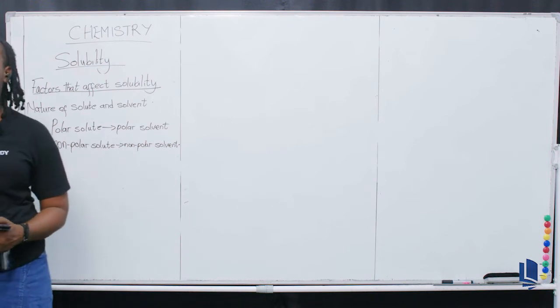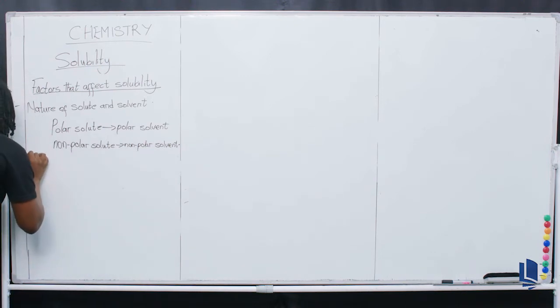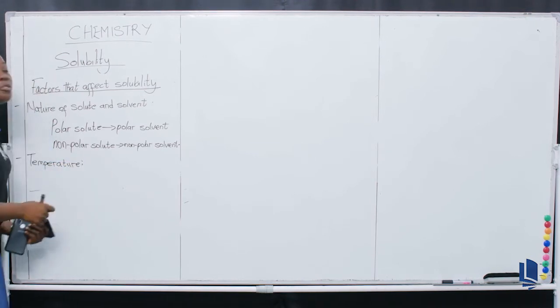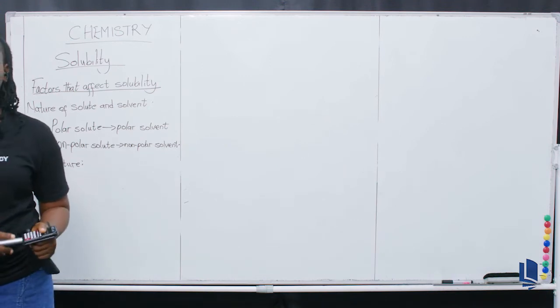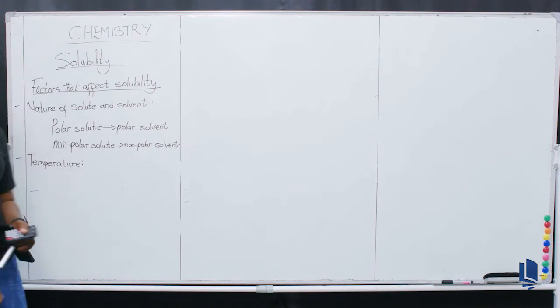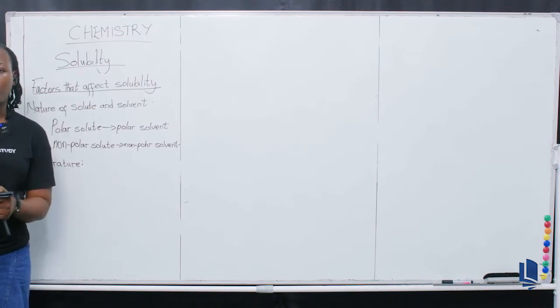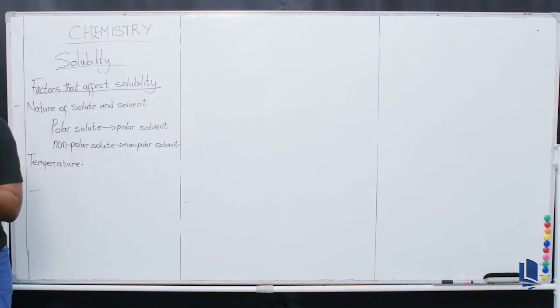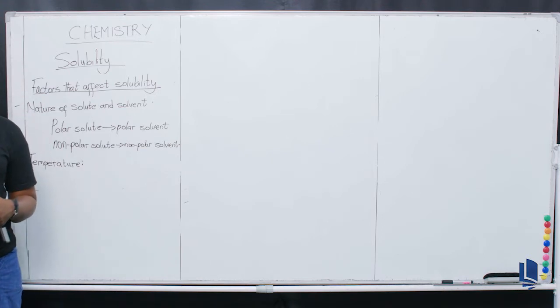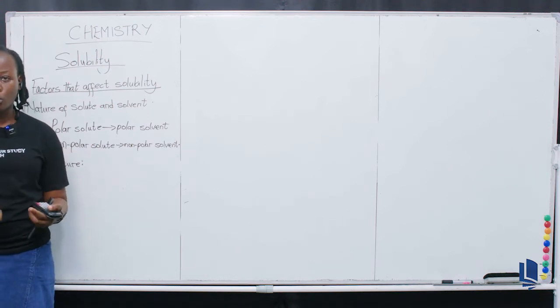Another factor that affects solubility is temperature. You would recall in the definition of solubility itself, the last words there are at a particular temperature. That means temperature has an effect on solubility. For liquid and solid, an increase in temperature brings about an increase in solubility. But for gaseous states, an increase in temperature brings about a decrease in solubility.